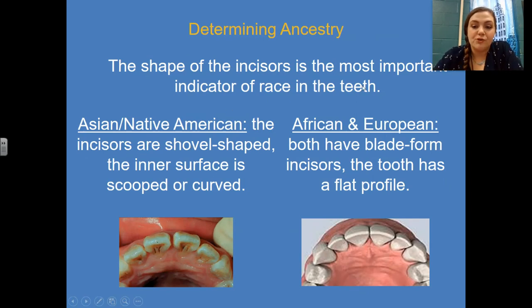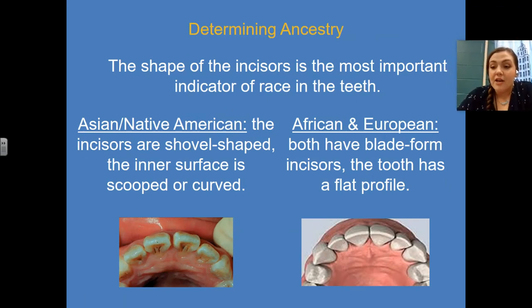The shape of the incisors is the most important indicator of race. So this, but again, this does not tell me the difference between African and European descent because they're the same. So African and European both look like this. So this is what teeth look like. Basically, it's called a flat profile. It looks fairly flat on the insides. We're looking at the inside of the teeth.